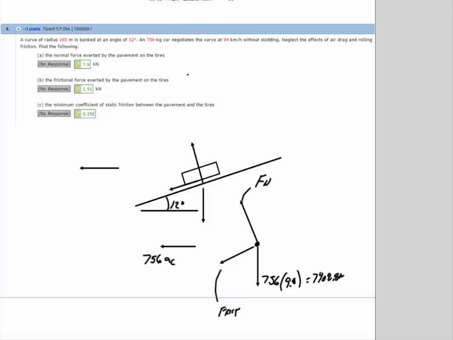Alright, now I'm going to go ahead and show where the angles are going to be. Come over here, come over here. This angle right here is going to be 12 degrees. This angle here is going to be 12 degrees.